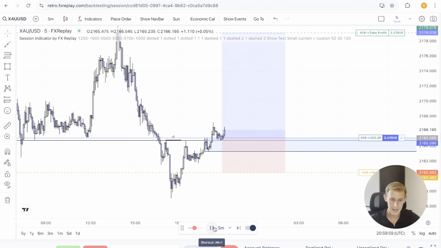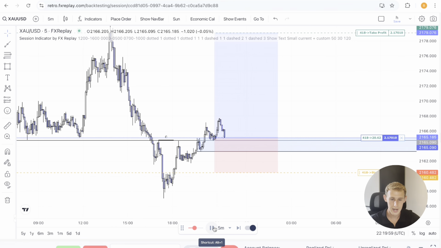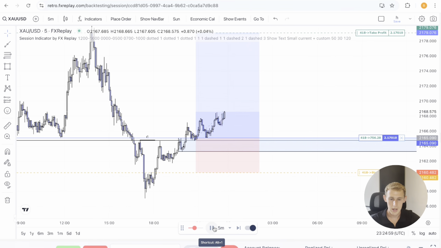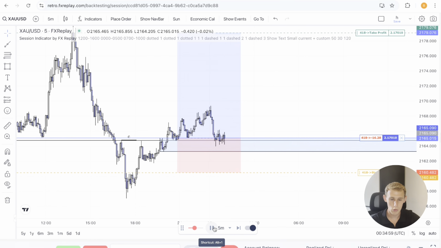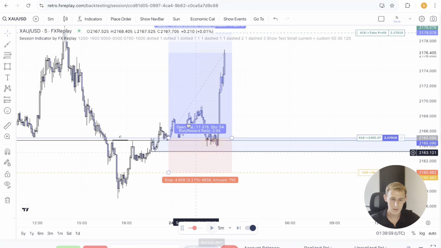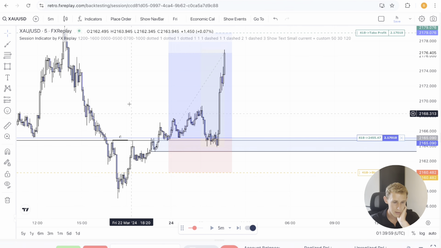So let's see if we get tagged into this. Right, there we go. So we're tagged in now. Let's see if price does pull back further. Like I said, it doesn't look like price is pulling all the way back down to here.